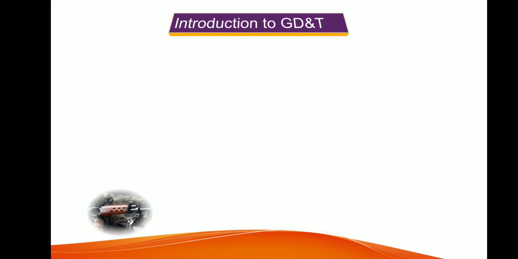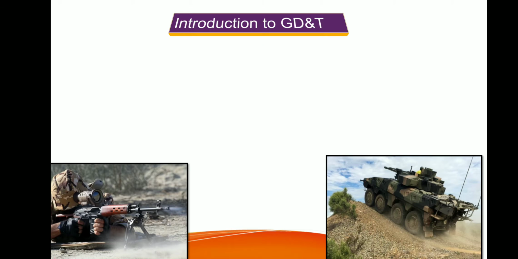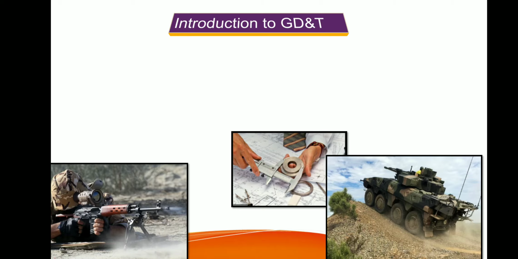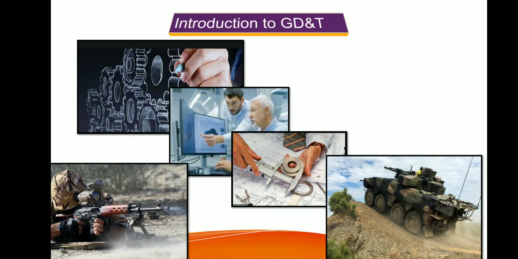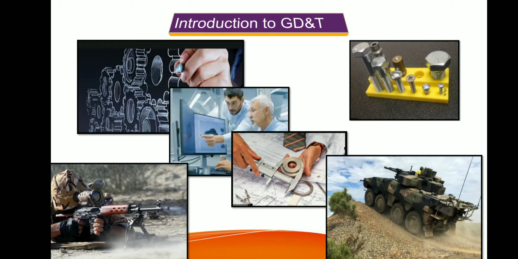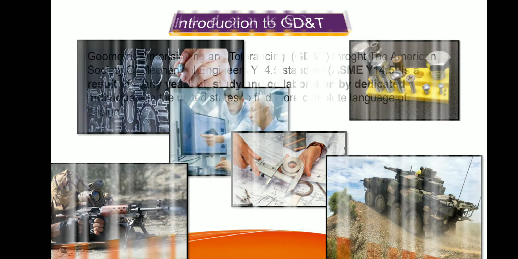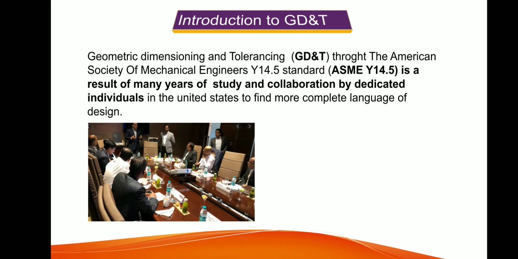In 1938, at the time of the industrial revolution, we realized that if we want to build rifles and military products in mass quantities, then we need to standardize the fasteners and the dimensions that we use. We cannot use the same bolt in the same hole all the time. We need to standardize the parts. So GD&T through ASME Y14.5 is a result of many years of study and collaboration by dedicated individuals in the United States to find a more complete language of design.